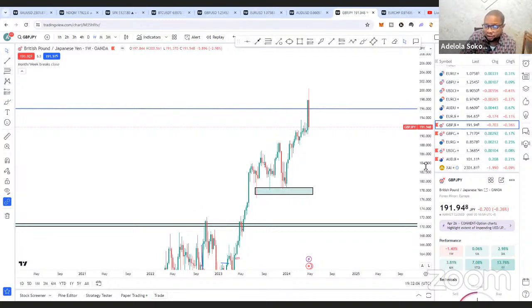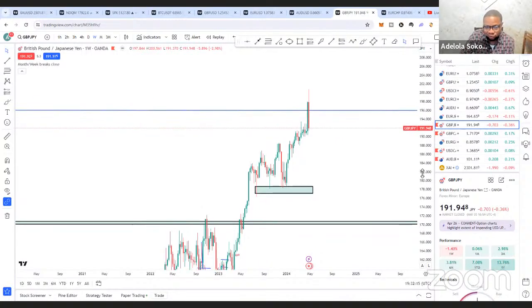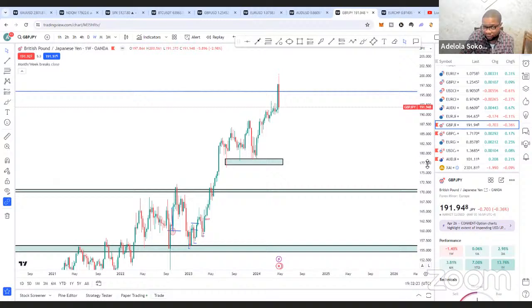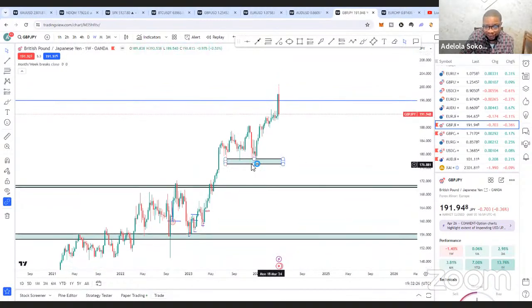One of the weakest currencies. One of the weakest indices this year. Not only this year, but for more than 10 years now. So any selling opportunity for JPY pairs is a correction. Is a correction. Okay.